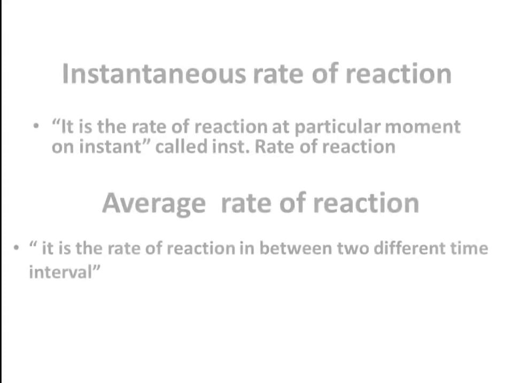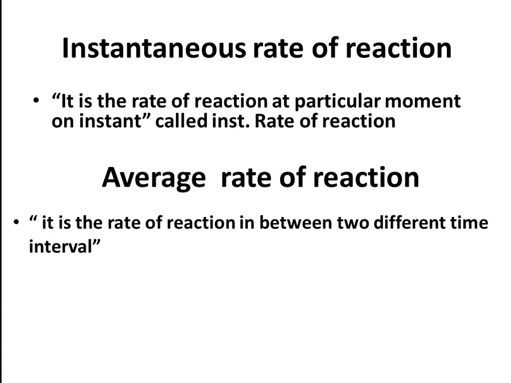Come to the next. A question that also arises in our mind is: is there a different unit for the instantaneous or average type of reaction? No, there is the same unit. Both of them have the same unit of rate, that is mole per liter per second. The definition of instantaneous rate of reaction: it is the rate of reaction at a particular moment or instant. Moment means particular kshan, in Hindi we say kshan. Next is average rate of reaction. It is the rate of reaction between two different time intervals.